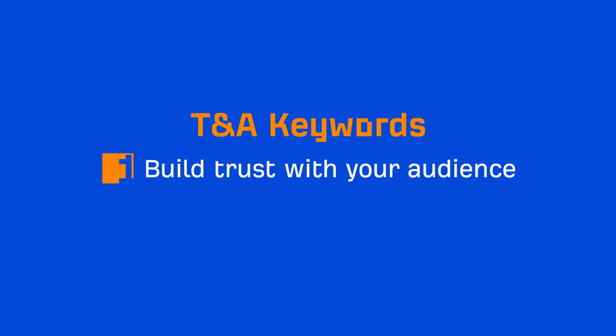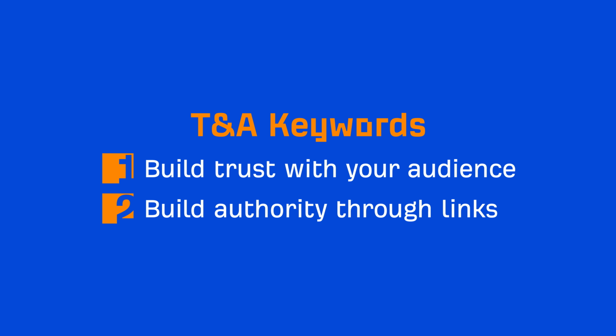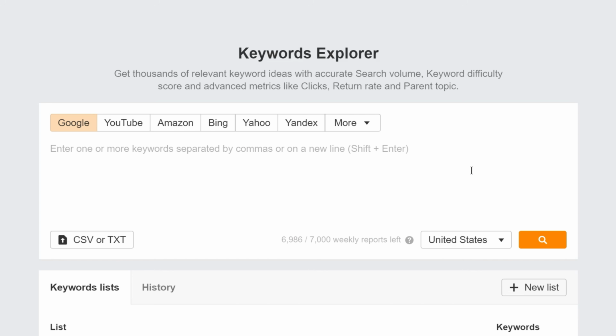Now, while these keywords may not directly contribute to your revenue, it'll still serve two important purposes. Number one, you'll build trust with your audience since you're creating helpful content. And number two, you'll build authority through links. Hence, trust and authority. So to find these keywords, let's search for a few seeds that are related to car seats like car seat, car seats, and booster seat.